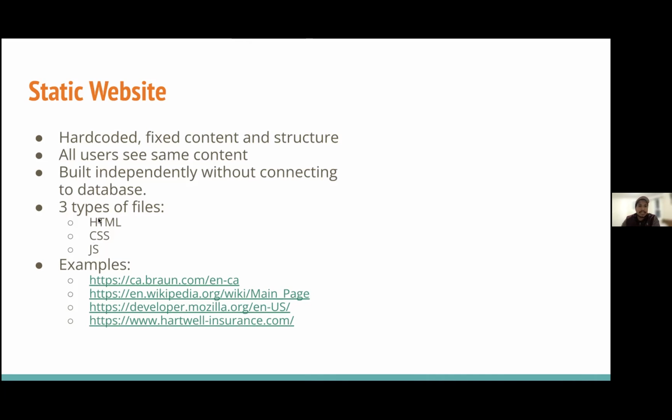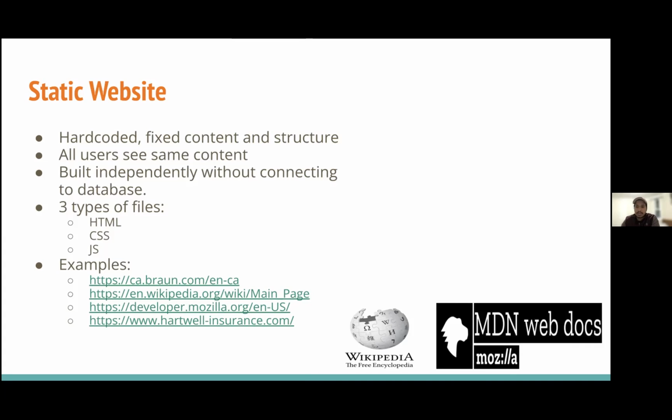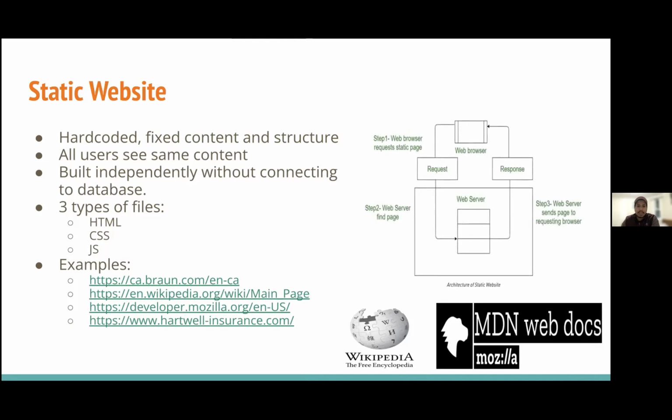So yeah, there are these different files that you need to use to create a static website. Then there are some examples here. Wikipedia is one, where whosoever sees Wikipedia, if they're searching for, let's say, software programming, it's going to display the same content, whether they are searching from Thailand or from Norway. So it doesn't depend on the user. Another thing that we web developers are very familiar with is Mozilla Development Network, web docs. That's one.